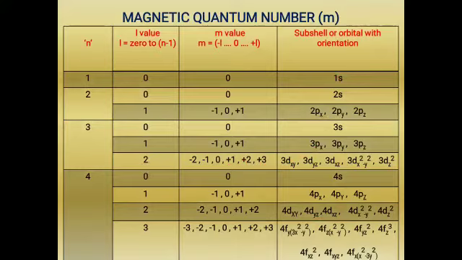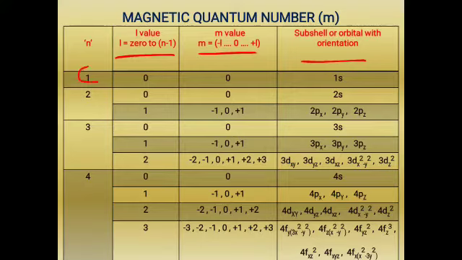This table as usual is divided into 4 columns. First one, n. n represents the principal quantum number. From the n value, we can calculate the L value as we discussed in the previous class. Now here, from the L value, we are going to calculate the m value. As I told you, m is equal to minus L to plus L through 0. After calculating the m value, we can come to a conclusion regarding the subshell or orbital orientation. Now let us see one by one.